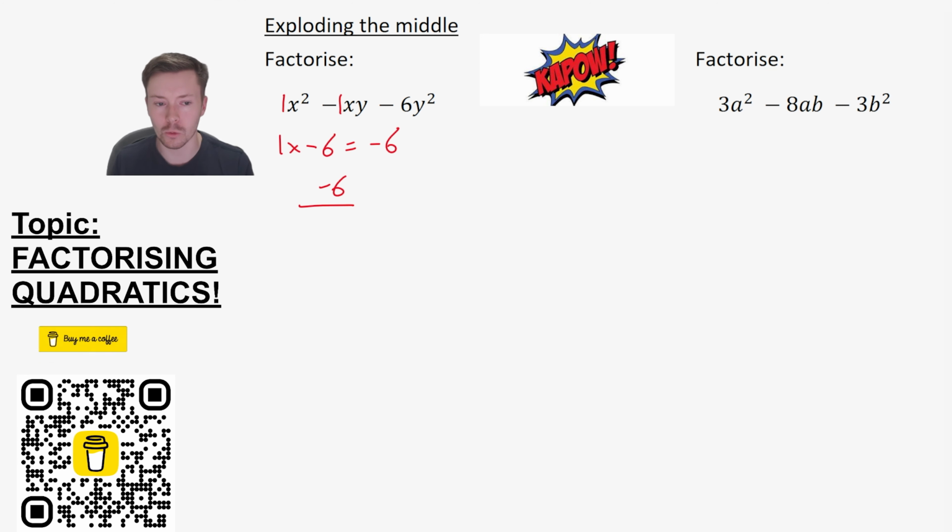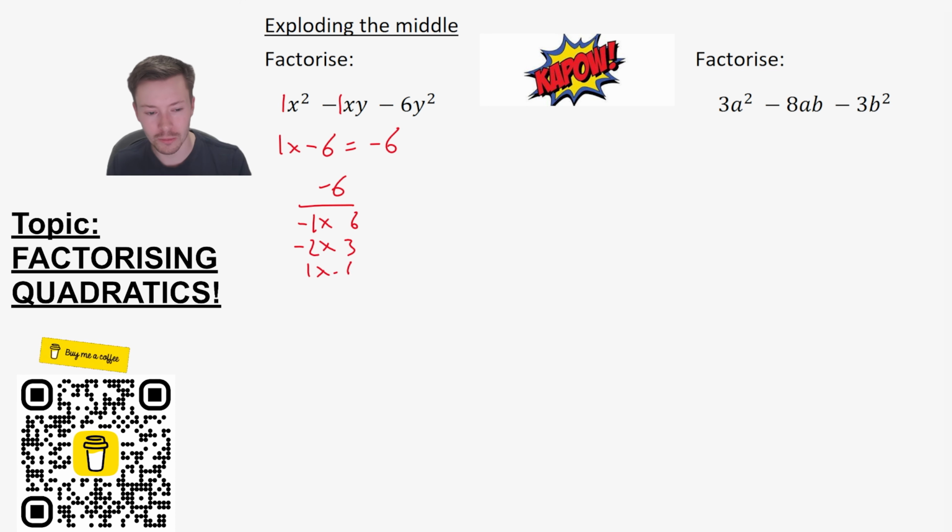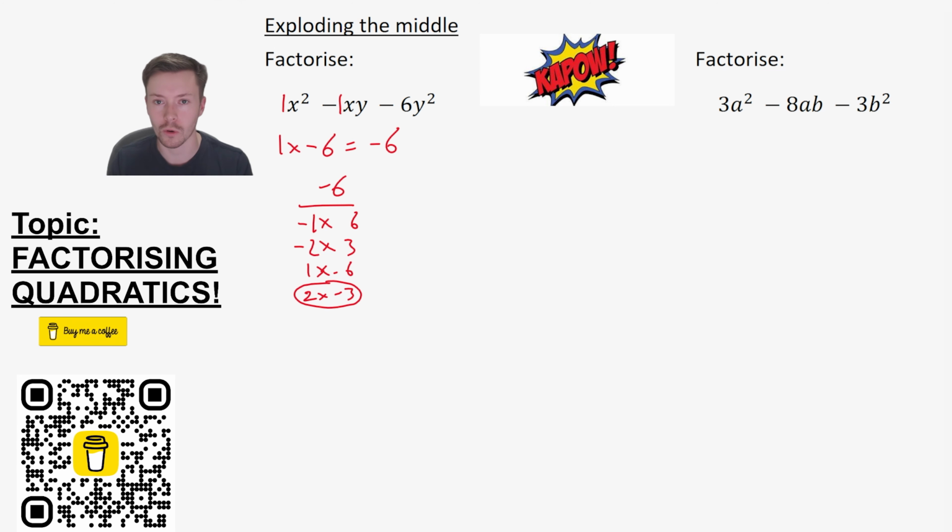Okay, so negative 1 times negative 6, that's not quite right, is it? Because that would give me positive 6. Negative 1 times 6, negative 2 times 3. Adding those together would give me 1, and I need negative 1. So you can imagine what it's going to be at this point: 1 times negative 6, and then 2 times negative 3, which is the factor pair that we want. So we're going to split this minus 1xy into 2xy and minus 3xy.